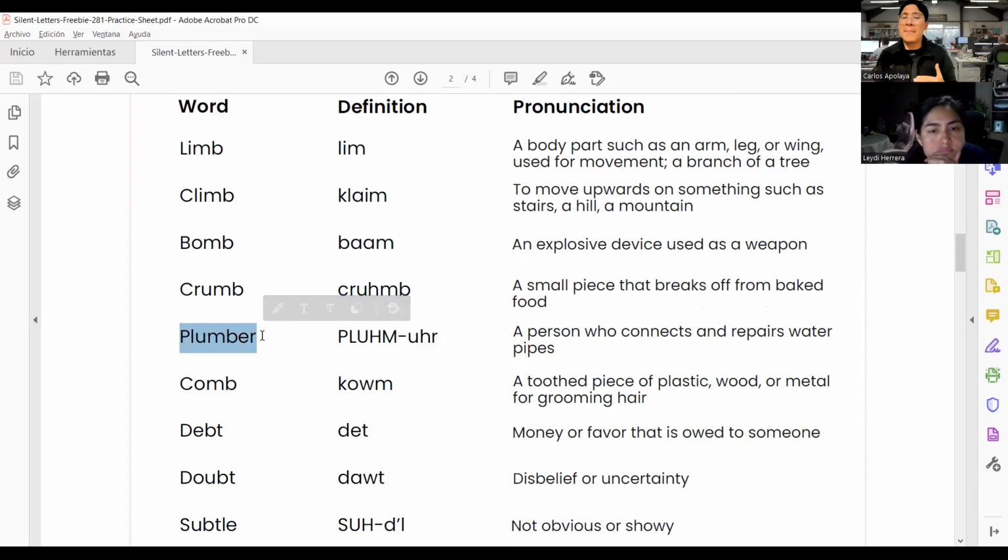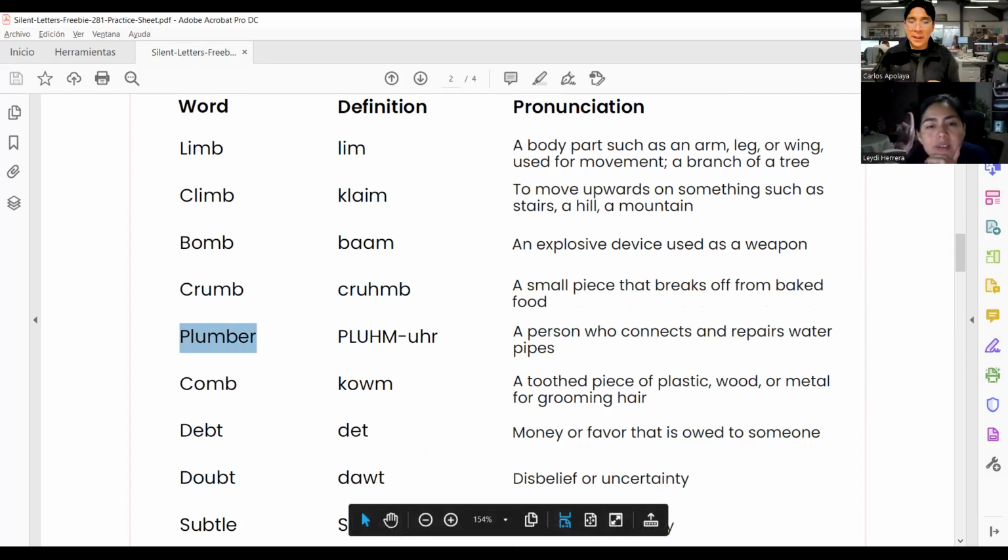People say plumber with the B. That doesn't exist. In American English, we say plumber. Plumber. That's pretty good. Okay. And let's go here. You can see the screen.